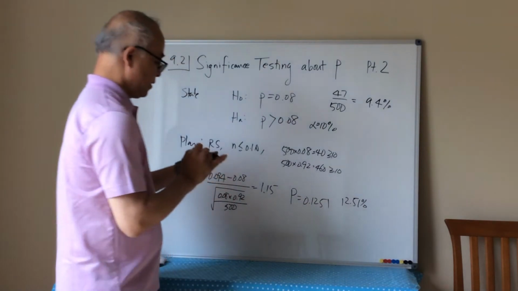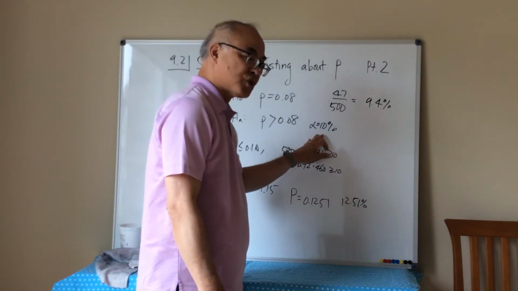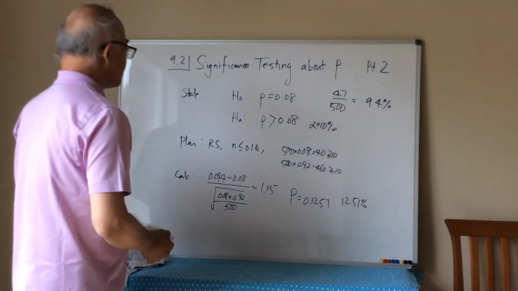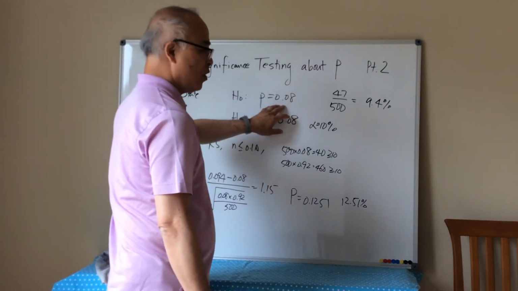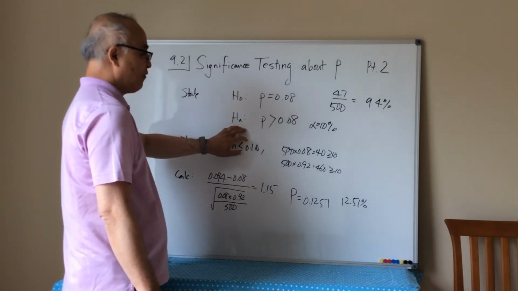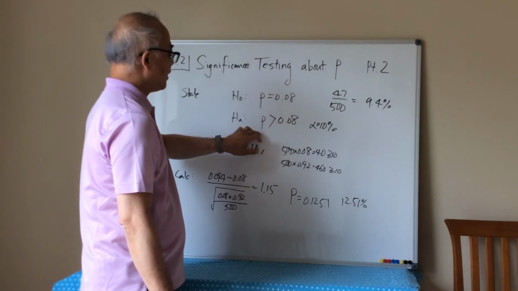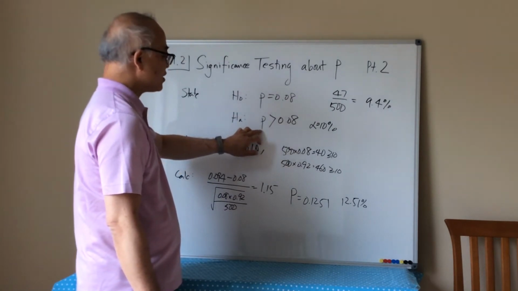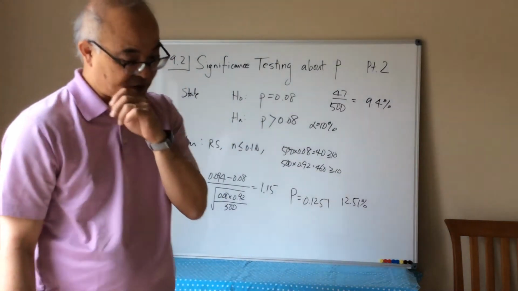Alpha was 10%. So the p-value is actually larger than the alpha, which means what? Our conclusion is that we fail to reject the null. We do not have significant or convincing evidence that the proportion of potatoes with blemishes is more than 8%. Okay, so that would be our conclusion.